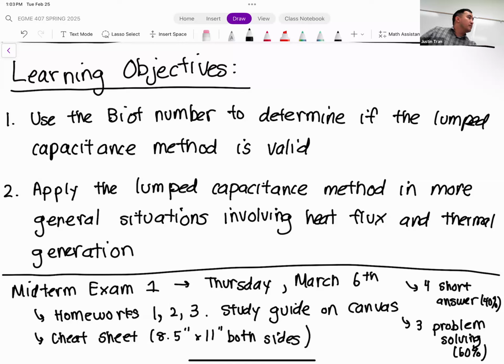Okay. Question, yes. You can keep it after. Yeah, because this class is going to have a final exam too. So some people like to use the cheat sheet from the midterm on the final. So, yeah.